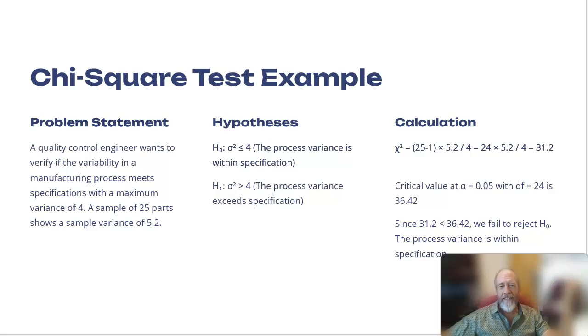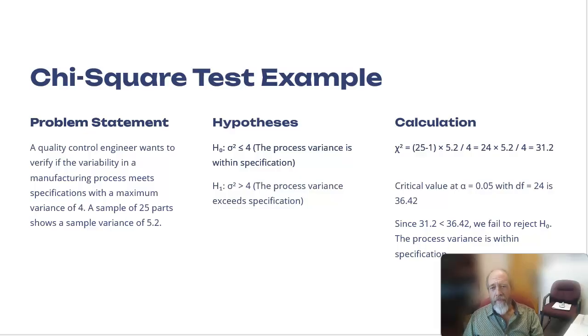My null hypothesis is set. Right there, sigma squared is less than or equal to 4. You've got 25 parts that have a sample variance of 5.2. All right, well, we've got enough numbers that we can actually calculate the chi-squared. Our alternate hypothesis is that sigma squared exceeds the specification.